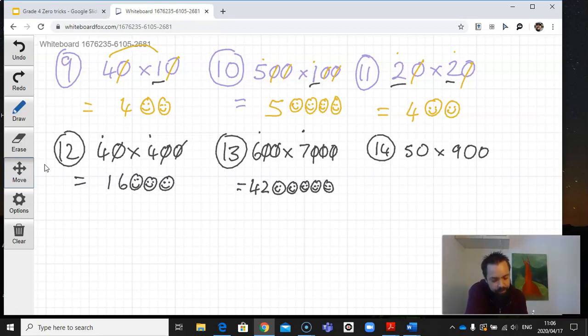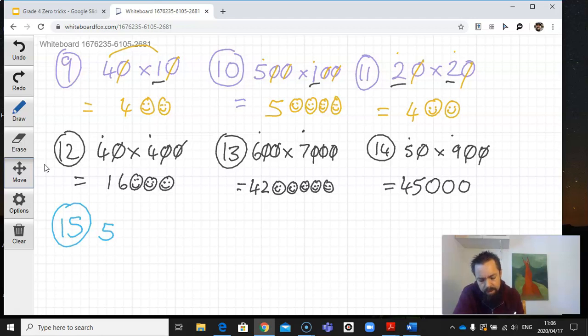Let's look at the next one. 14, we have 1, 2, 3 zeros. I won't put the faces in. 5 times 9 is 45. So the answer to that is 45,000. Okay. There are a couple of pitfalls to watch out for. In fact, there's only one that I can think of right now.